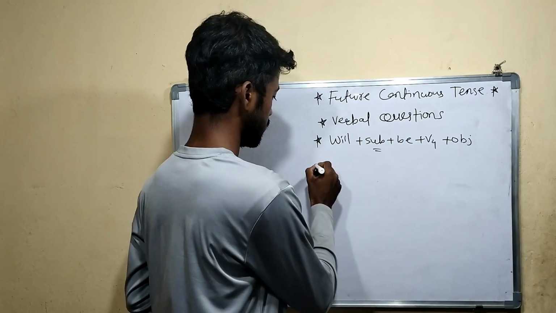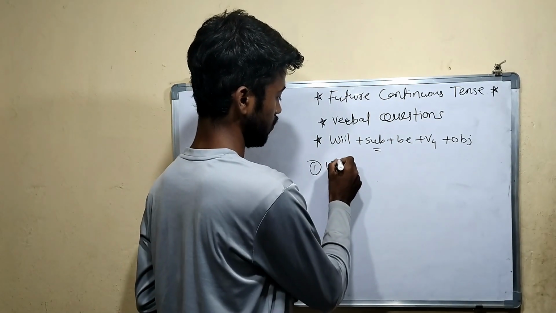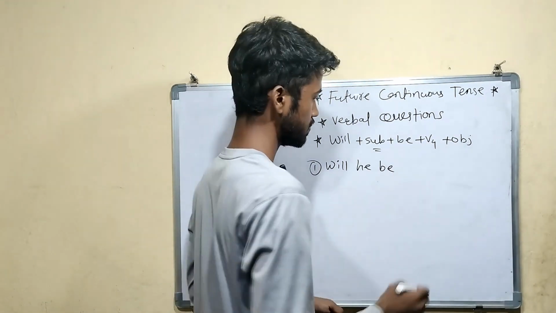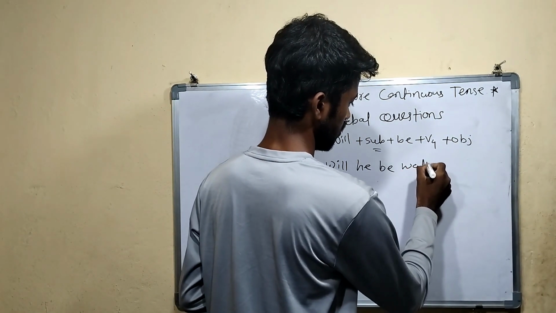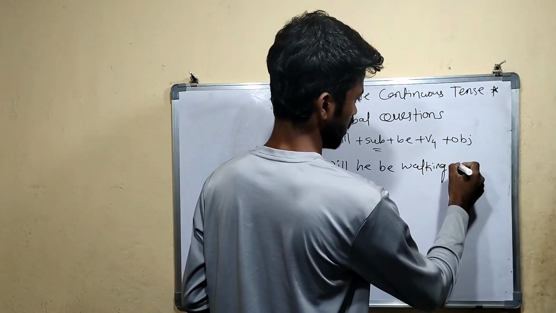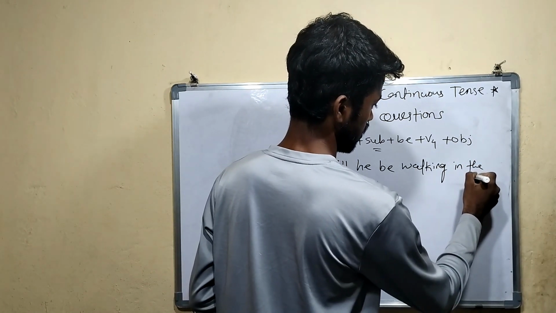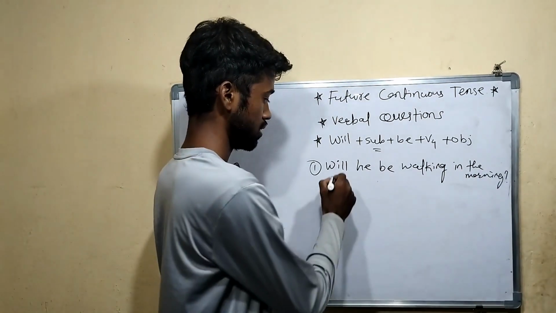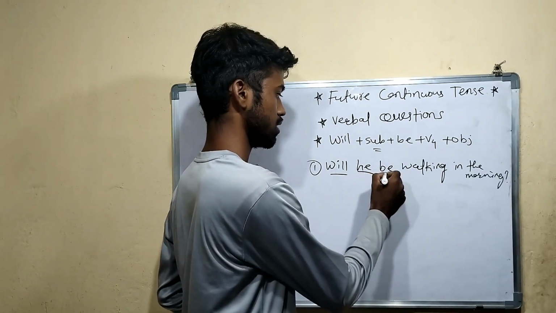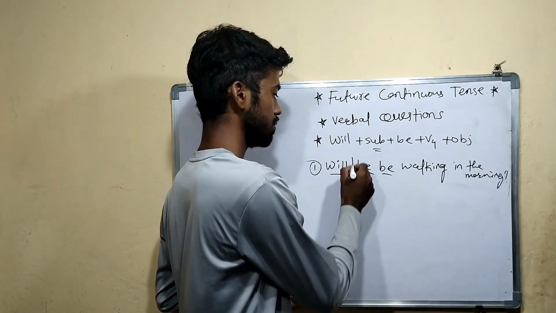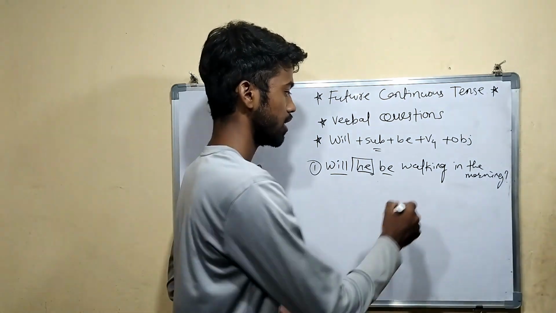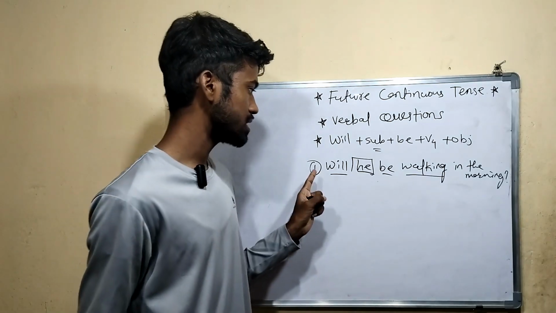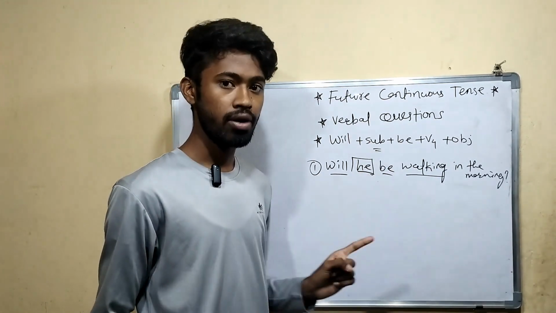So now see examples. First example: Will he be walking in the morning? Question mark, because this is a question. Now see, this is will, this is the subject, this is be. So here the subject came in between two helping verbs. After that the fourth form of verb, and after that the object. So this is the structure. The example is: Will he be walking in the morning?